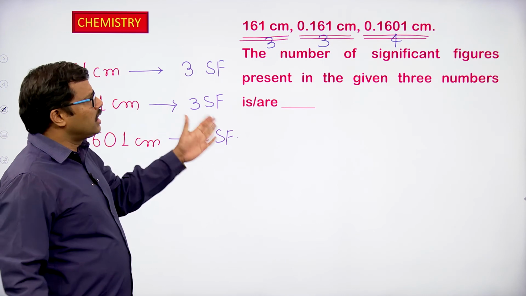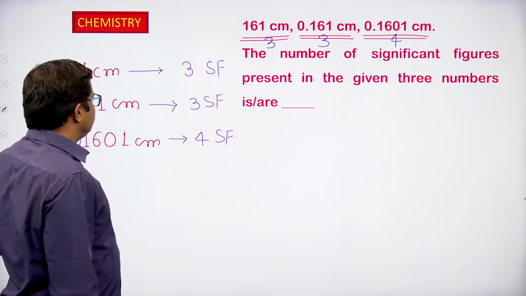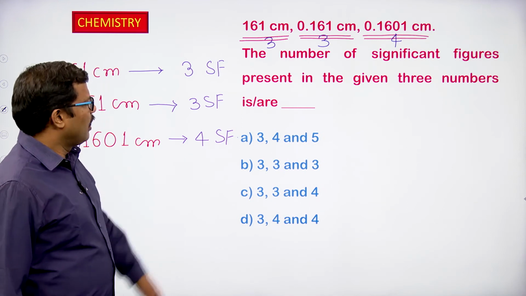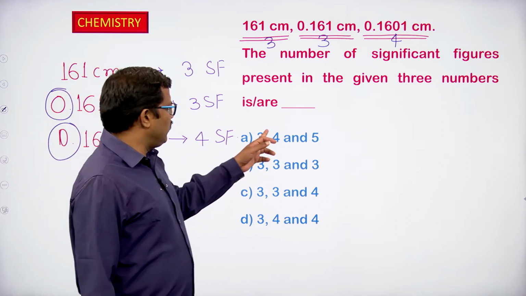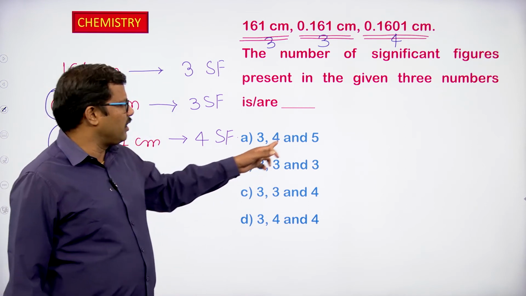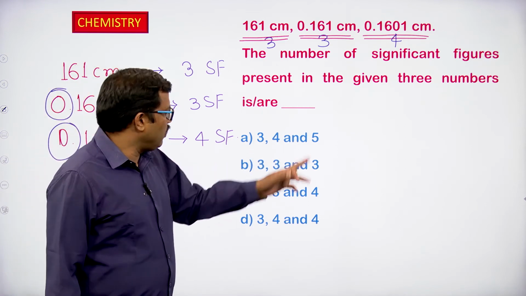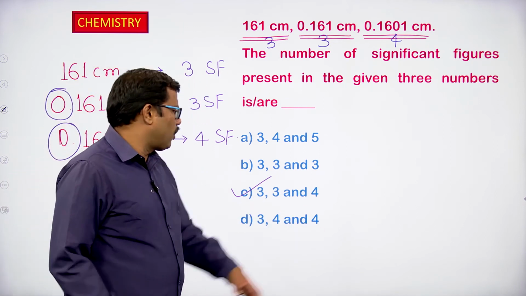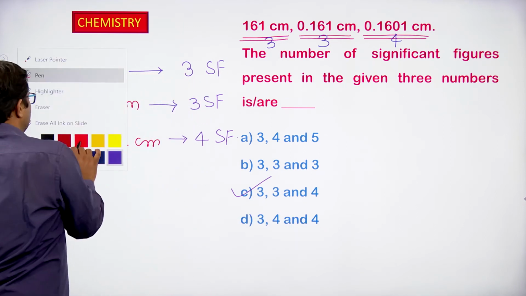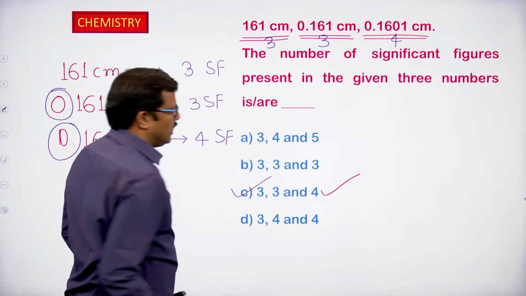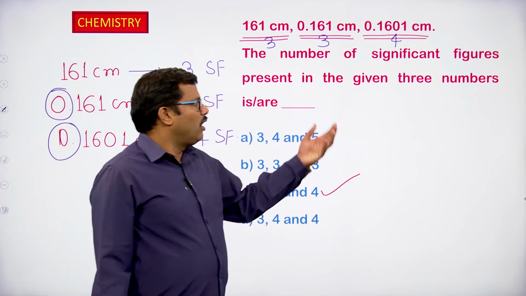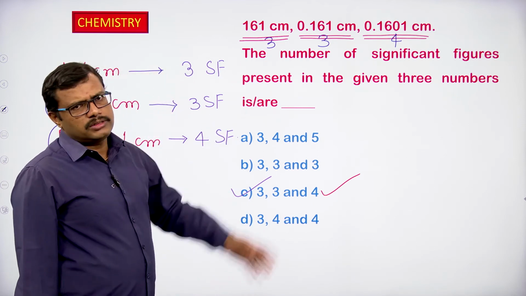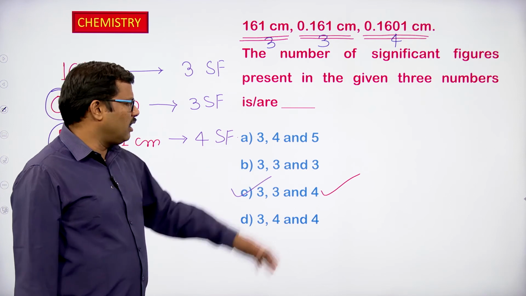So, it should be 3, 3, 4, the number of significant figures that are present in the numbers. First off, if we observe, it is 3, 4 and 5, no. 3, 3, 3, no. 3, 3, 4, yes, C is the correct answer. Fourth one, if we observe, it is 3, 4, 4, no. So, option C is the correct answer, that is 3, 3 and 4 are the number of significant figures present in the given numbers respectively.